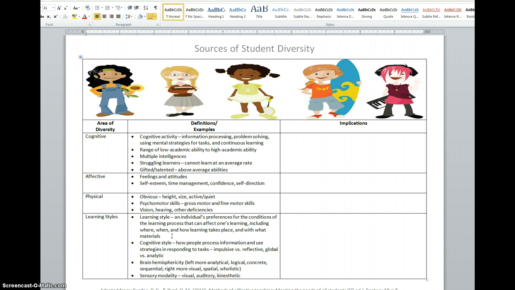And this, I think, is a very important area and can make a huge difference as far as taking away some of the drudgeries of learning. If you force someone to learn in a way that's not comfortable for them, that's not easy for them, then learning can become very difficult. One type of learning style is the cognitive style, how people process information.